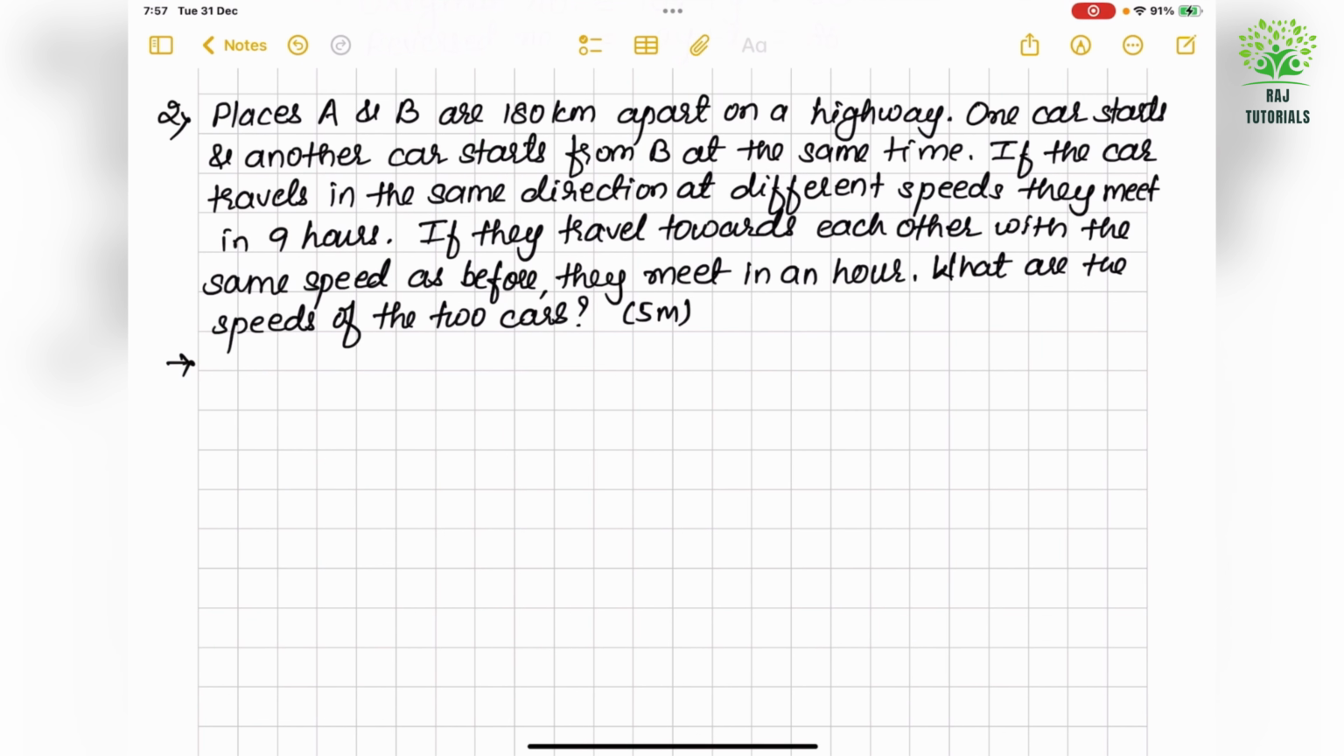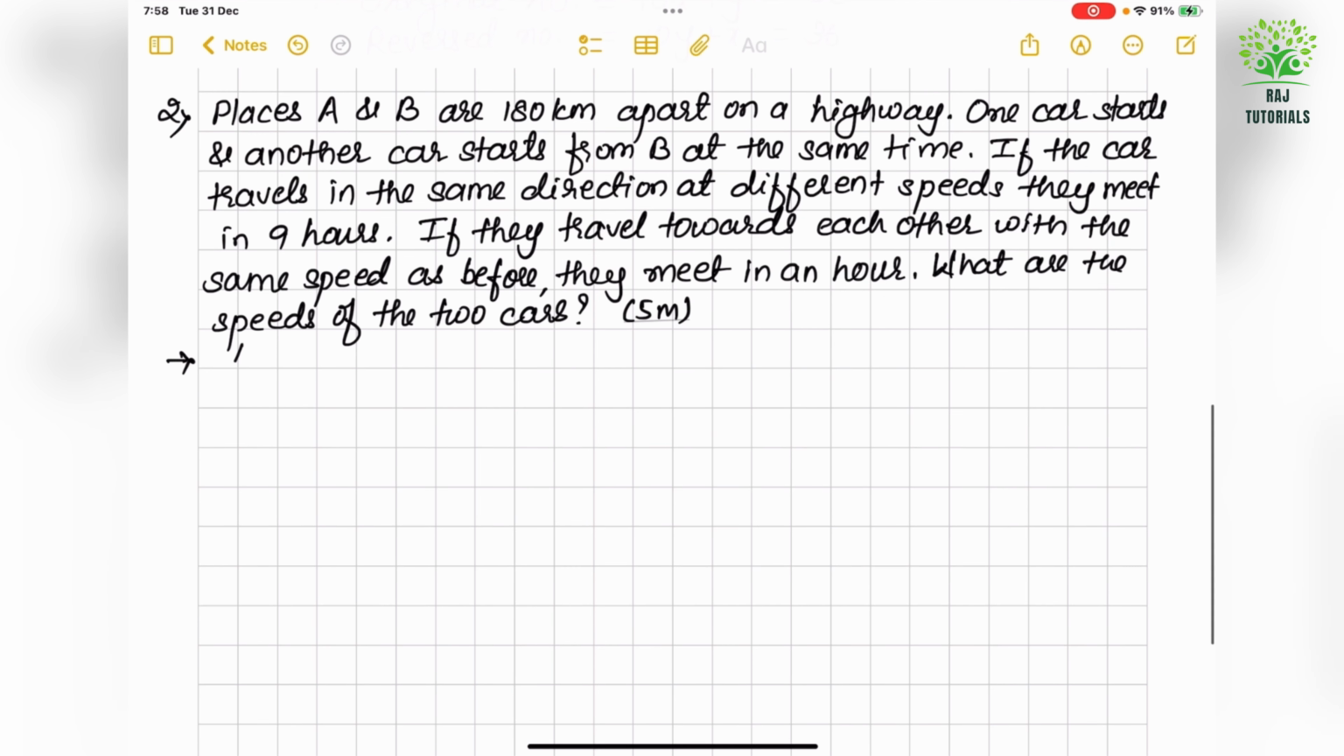Now the second question says places A and B are 180 km apart on a highway. One car starts from A and another car starts from B at the same time. If the cars travel in the same direction at different speeds, they meet in 9 hours. If they travel towards each other with the same speed as before, they meet in 1 hour. What are the speeds of the two cars?